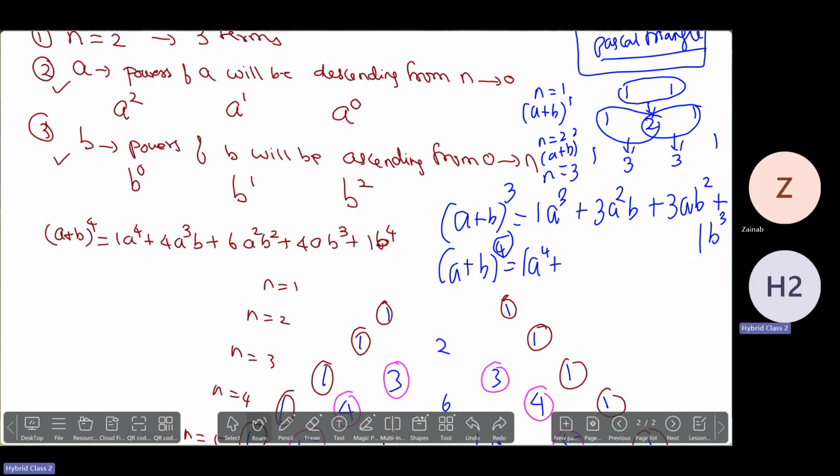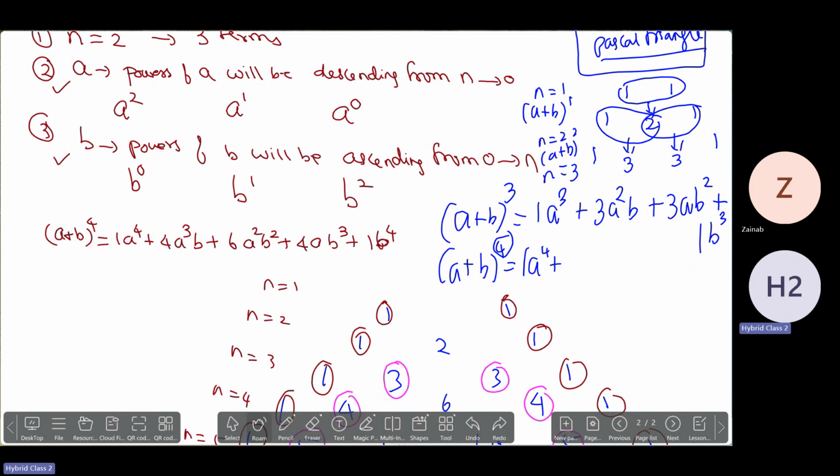Like 4C0: first, A power 4 will come, then A power 4, B power 0. We won't be writing B power 0, but there is a coefficient, only 4C0. The 4C0 and the last term 4C4 are both going to be 1. First term will always be 1, last term is going to be 1. Even if you check 4C0 in the calculator it will give you 1 only. So 4C0, 4C1, 4C2, 4C3, 4C4.